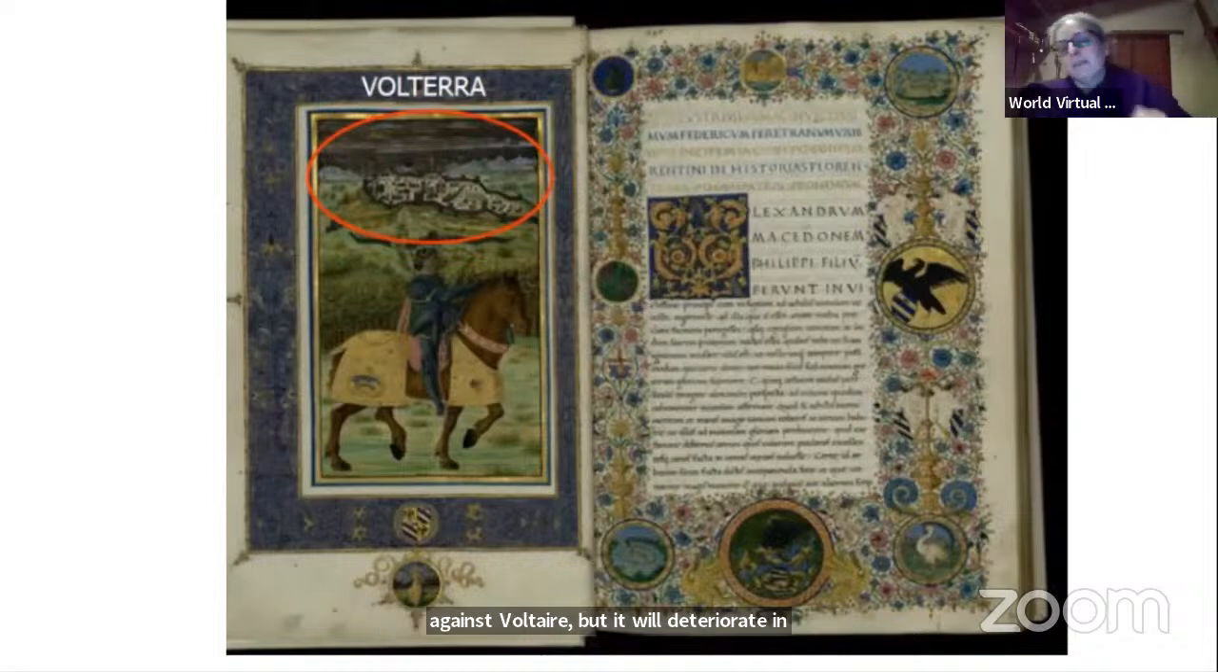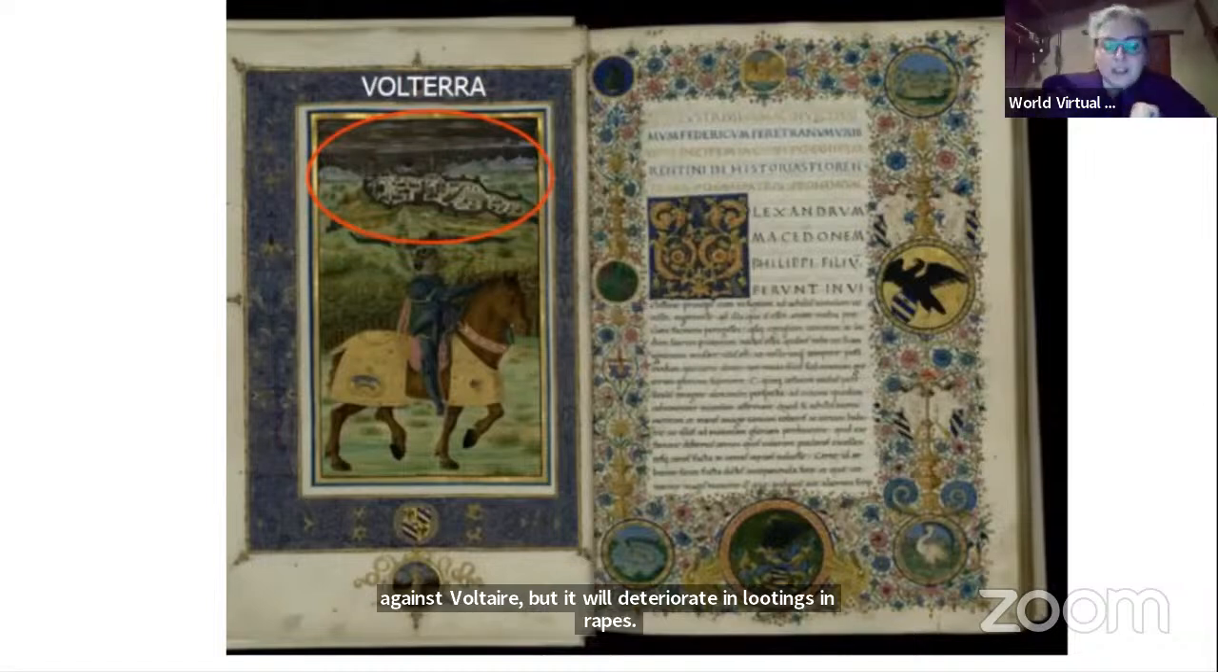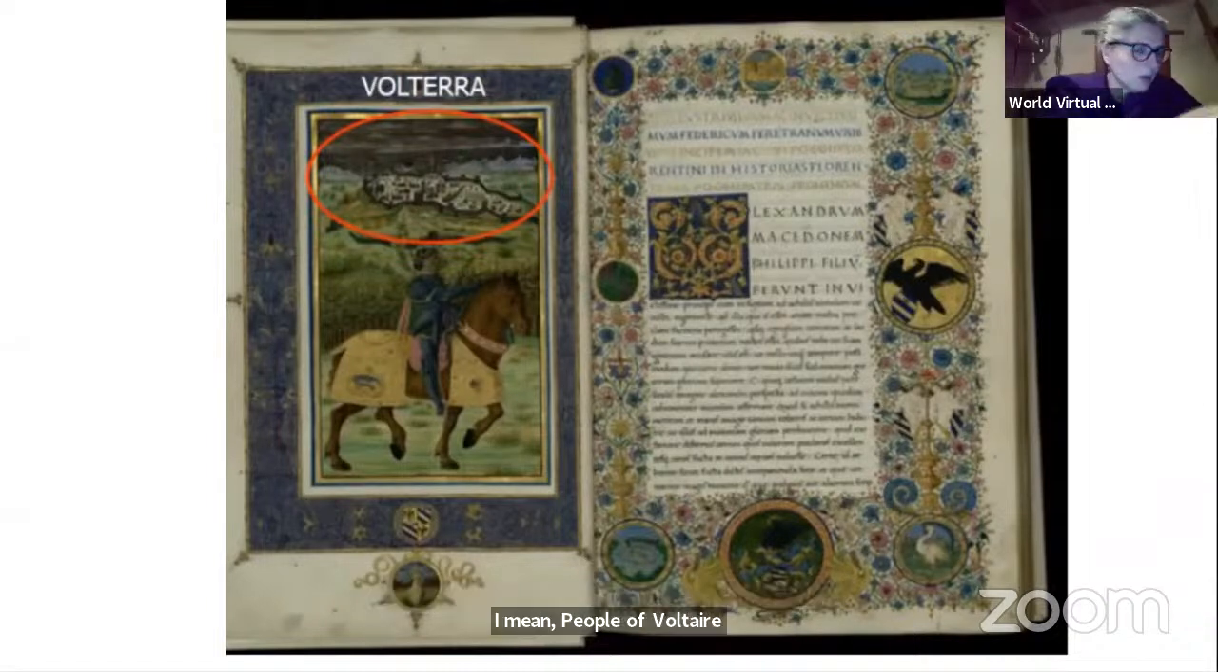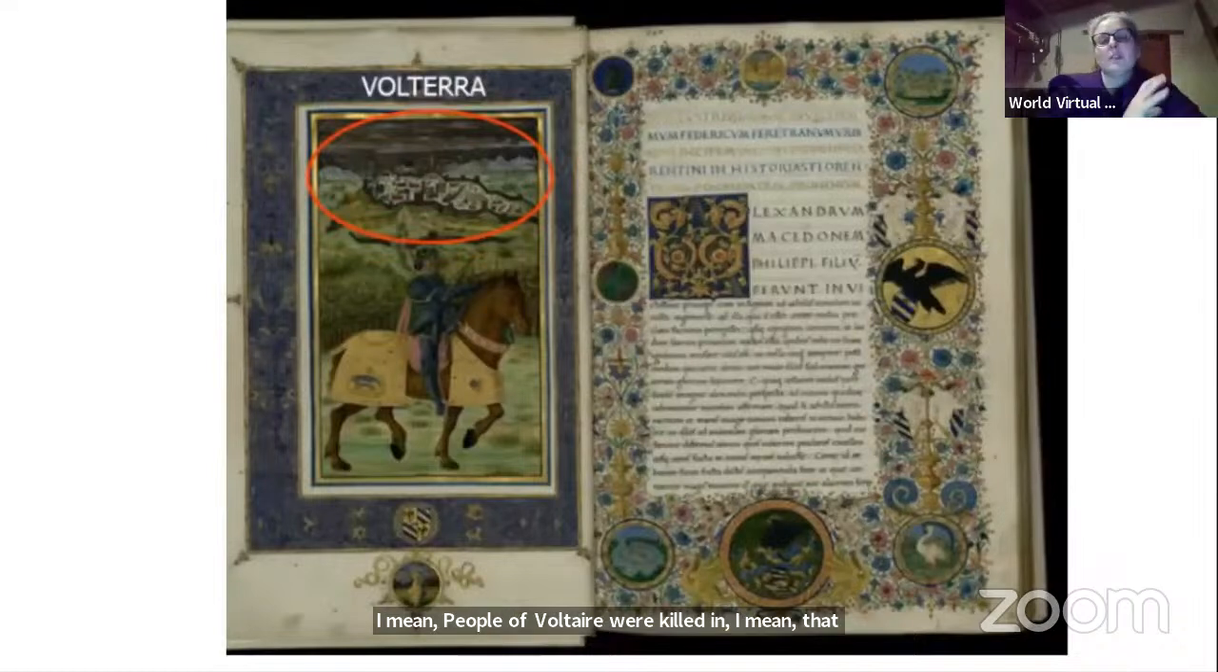People of Volterra were killed. That was a chapter in his history. I mean, it's not really clear if he was responsible for that. That's a bit too long now. But anyway, he is victorious in Volterra, and then he's acclaimed in Florence.